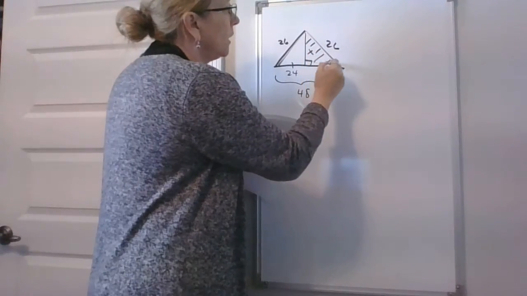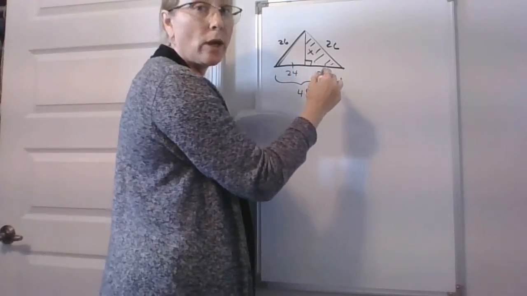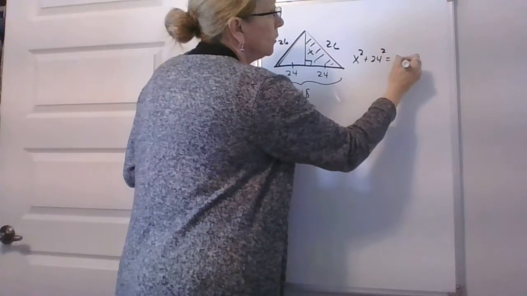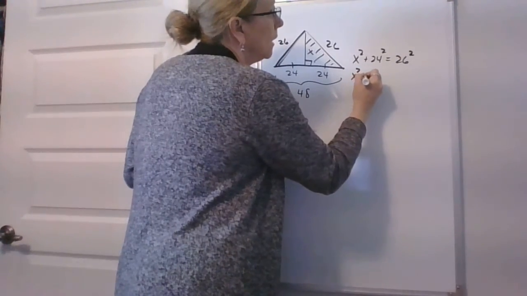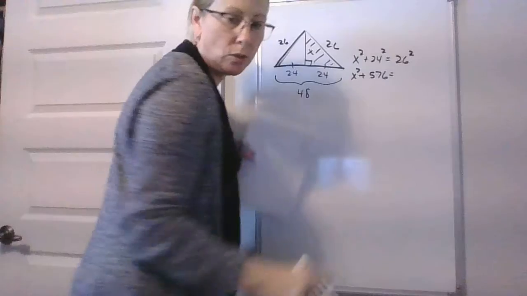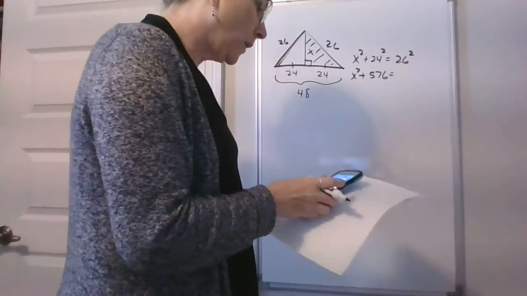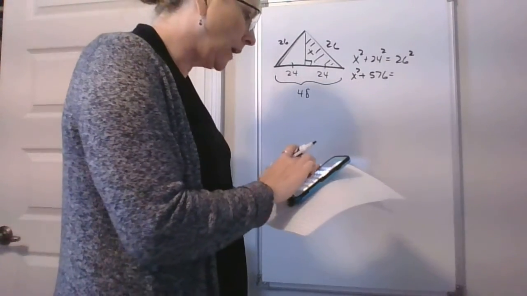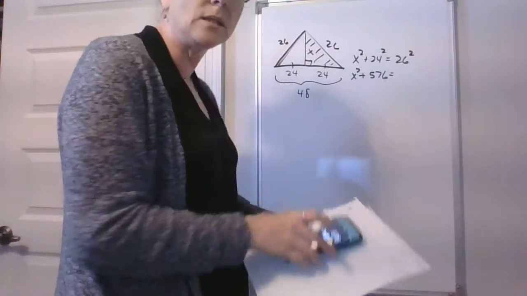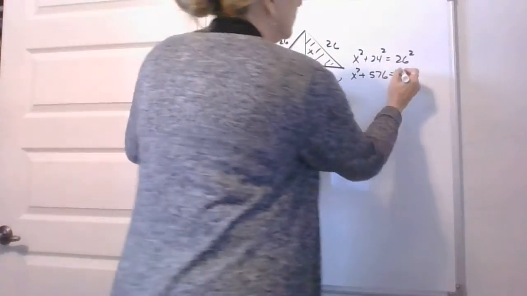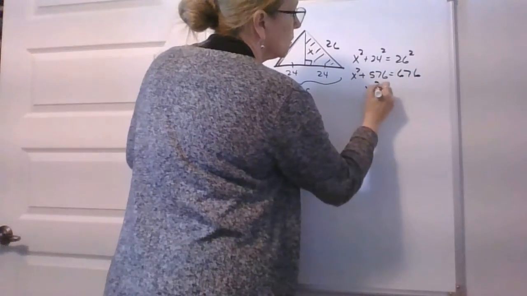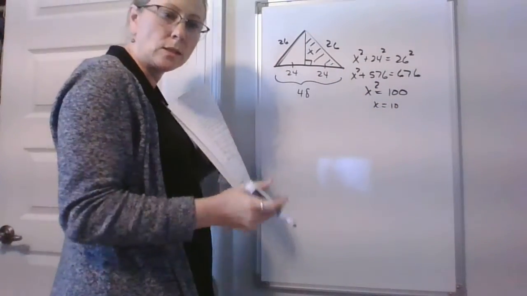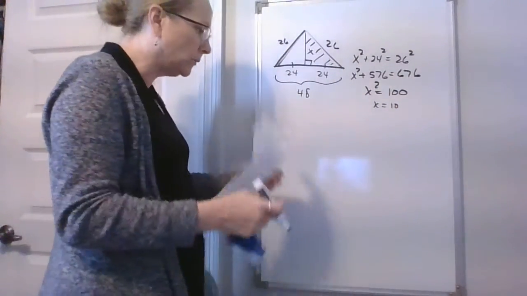Now, going to one of these triangles, it's a right triangle. X squared plus 24 squared is equal to 26 squared. So x squared plus 576 is equal to, sorry, I forgot my square of 26 right away. 26 times 26 is 676. And then when you subtract it, x squared is equal to 100. X is 10, the height of that triangle. So if you encounter that problem, hopefully that will help you out.